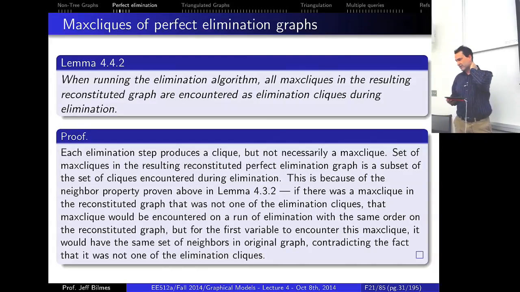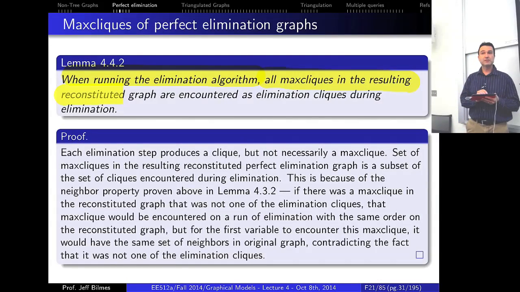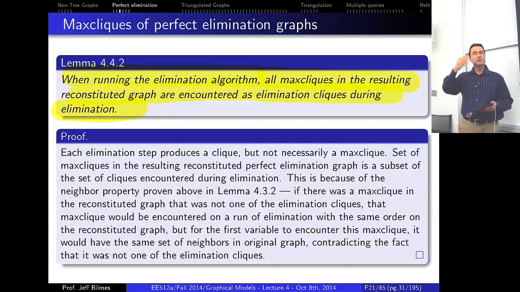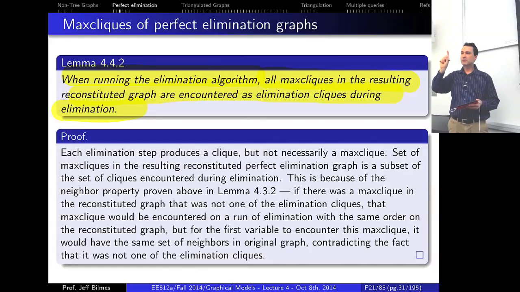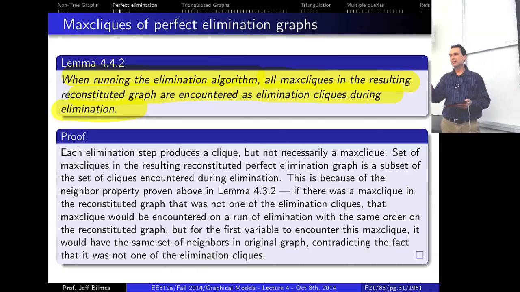when running the elimination algorithm, this is a very important theorem. When we're running the elimination algorithm, so we're eliminating vertices, then all max cliques in the resulting reconstituted graph are encountered as elimination cliques during elimination. So first of all, let's remind ourselves what an elimination clique is. When we're about to eliminate a variable, that variable and its neighbors become completed, right? So that becomes a clique. And that is what we're calling an elimination clique.